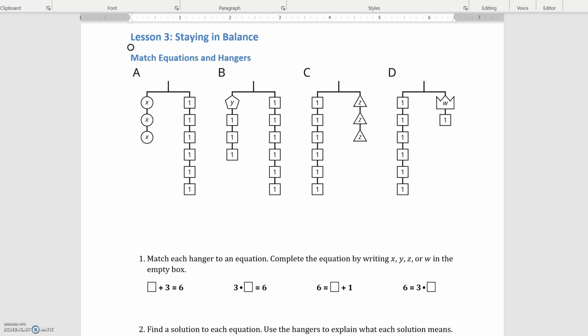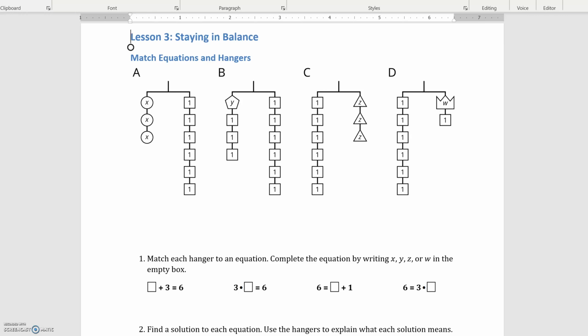Hey scholars, we're going to keep exploring equations, and today we're going to look at some models which show hangers comparing two different sides of a hanger to help us write equations and solve them using a picture diagram. So let's explore that idea by looking at these four diagrams here in front of your notes, and we're going to think to ourselves, what is happening in these diagrams?